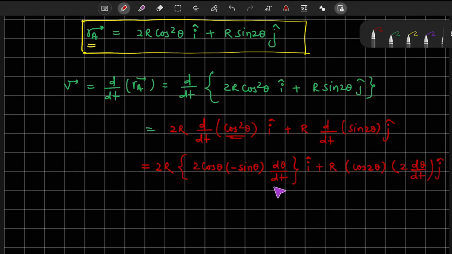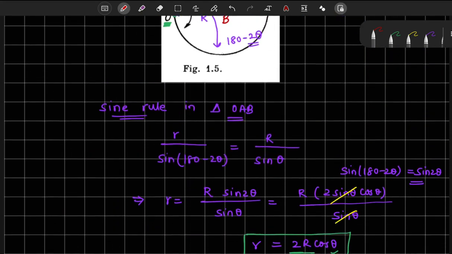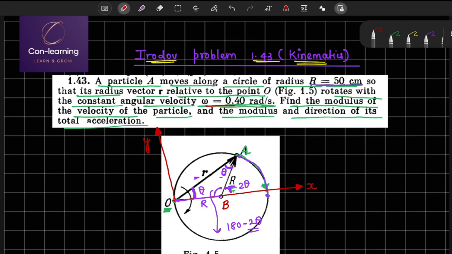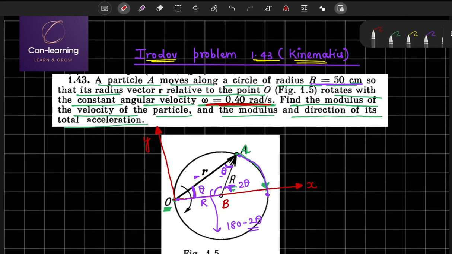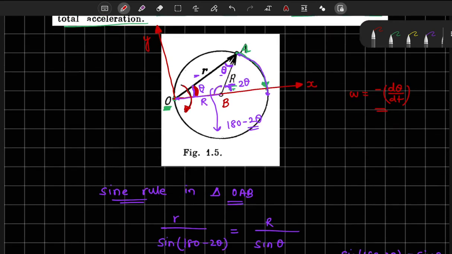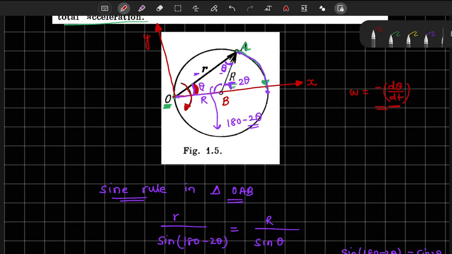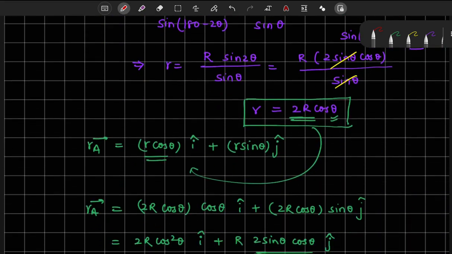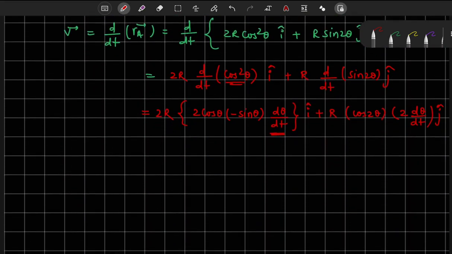Now here, what is the value of d theta by dt, that we don't know. For that, it is given that the angular velocity is 0.4 radian per second. So here we can write omega is equal to minus d theta upon dt, because this particular angle theta is decreasing as it is moving in this particular direction. Okay, so we will substitute the value of d theta by dt, d theta by dt is equal to minus omega, in the expression of velocity vector.